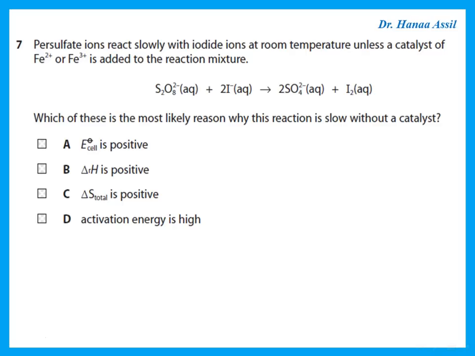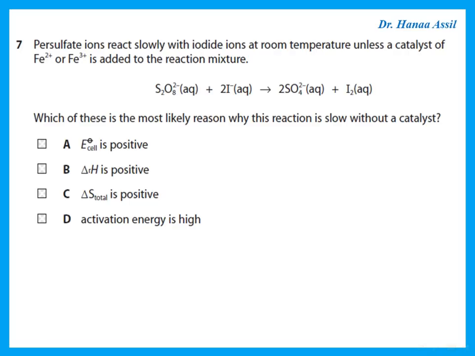Persulfate ions react slowly with iodide ions at room temperature unless a catalyst of iron 2 or iron 3 is added to the reaction mixture. Which of these is the most likely reason why this reaction is slow without a catalyst? So he's telling me that if I add a catalyst, the reaction would be faster. Why is that? Is it because the E cell is positive?